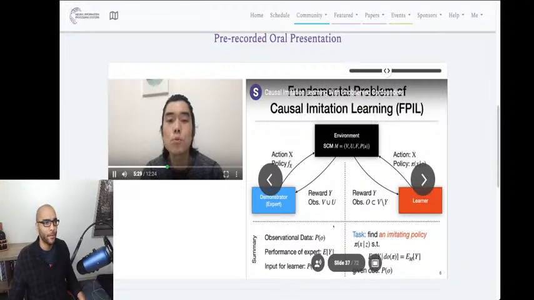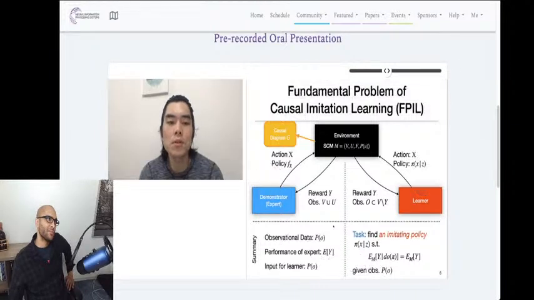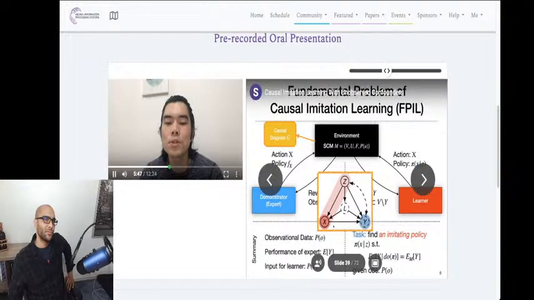Let's revisit our problem setting. We'll represent the causal knowledge of the environment using a causal diagram. A causal diagram, G, is a directed acyclic graph where nodes represent variables, and so let's just refresh ourselves on this graph.